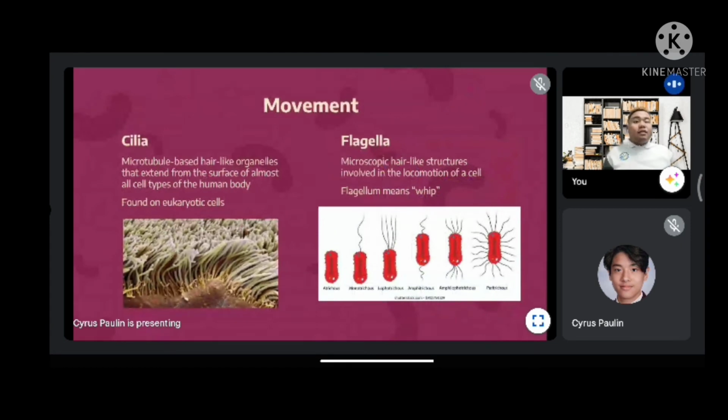Lastly, for the movement. Cilia is a microtubule-based hair-like organelle that extends from the surface of almost all cell types of the human body, found on the eukaryotic cell, while the flagella are microscopic hair-like structures involved in locomotion of the cell. Flagellum literally means whip. So we have different types of flagella. We have here the no-tail, which is the atrichous, the monotrichous, the one-tail, and so on.